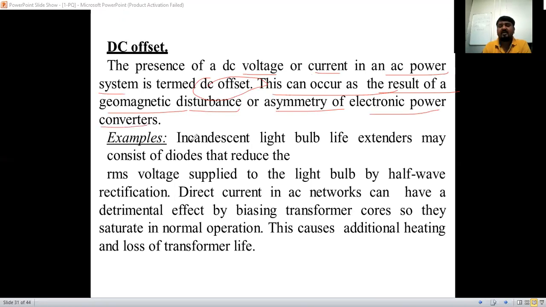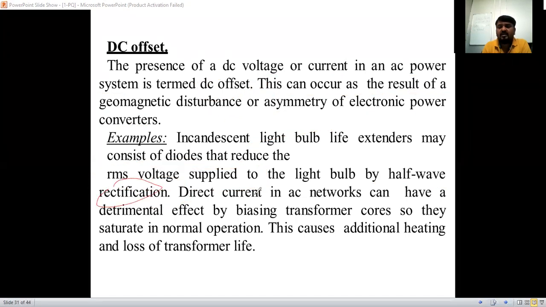Previously, to extend the life of incandescent bulbs, we were using diodes, which reduce the RMS value supplied, by using half wave rectification. But nowadays everyone uses a mobile charger, and the mobile charger uses DC supply only. AC to DC rectification we are doing, yes or no? Yes. So we use rectification now.